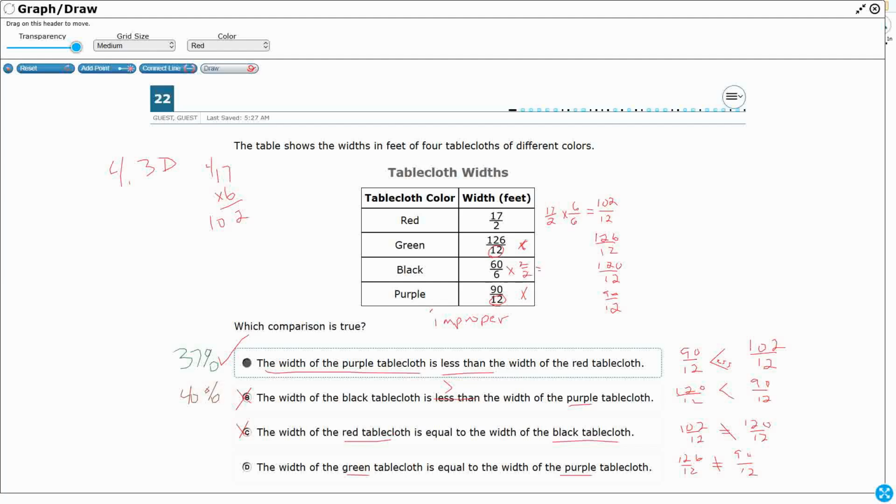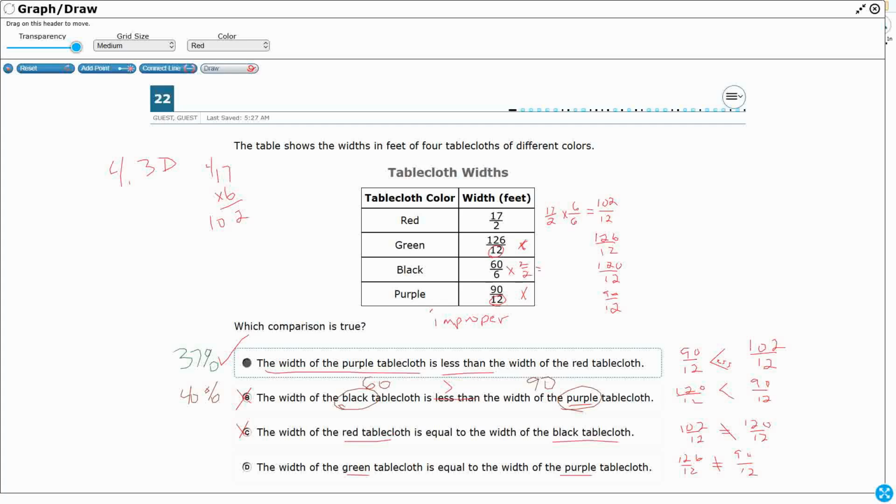They saw all of these and they said, oof, I don't feel like doing that. How do we get B? Well, the width of the black is less than the width of the purple. Well, let's just take the numerators only. 60 is less than 90. So that is correct, but it doesn't work because the denominators aren't the same. So you can get B if you're only comparing the numerators, right?